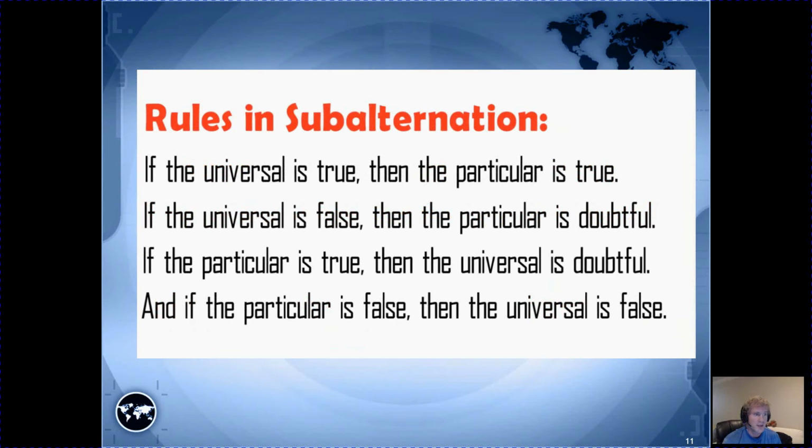Now, let's take a look at the rules in subalternation. I won't read this to you, but it could be that certain things are doubtful. So in other words, when you mix all and some, certain things are doubtful, and certain things could be true or false. This is the more complex category of the square of opposition.